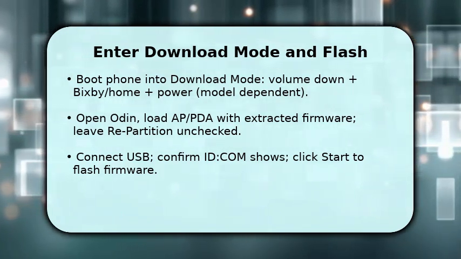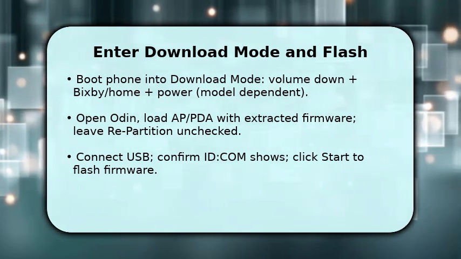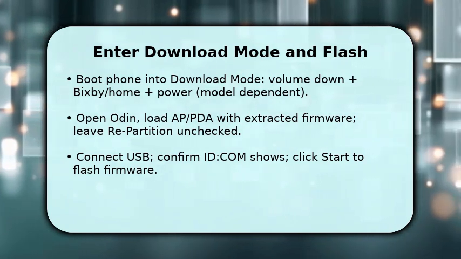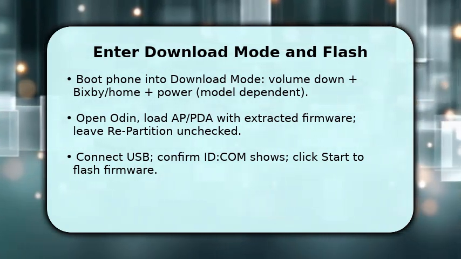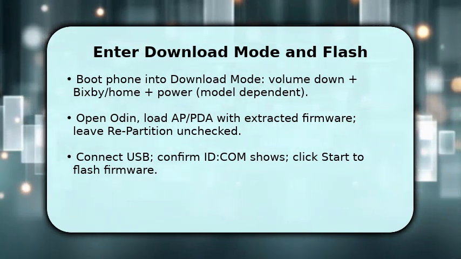Once the device is connected, open Odin on your PC and load the extracted firmware into the AP or PDA slot. Make sure repartition is not checked and that the correct BL/CP files are used if present. Confirm Odin shows a COM connection, then press Start to flash.